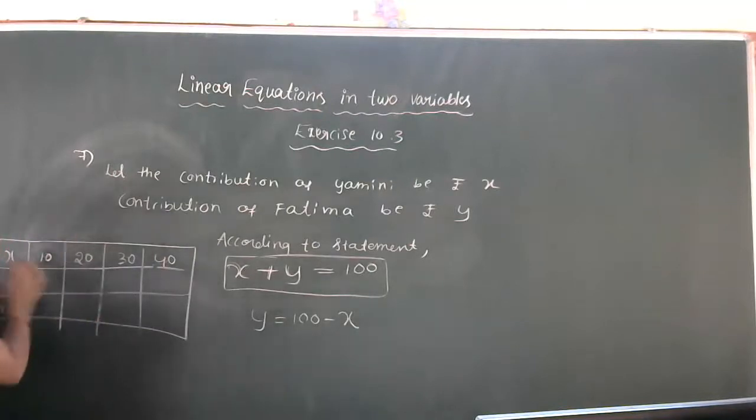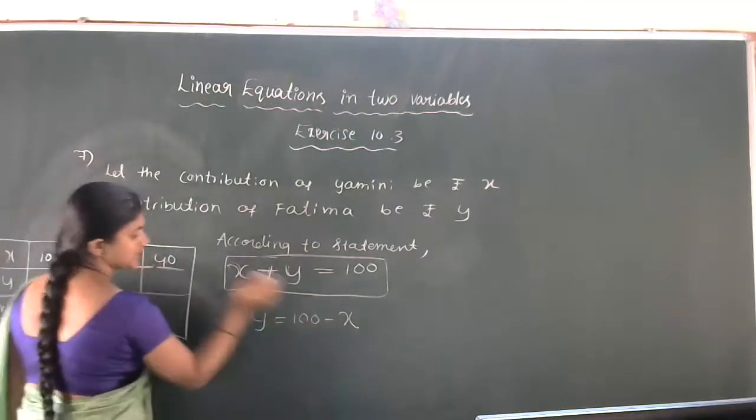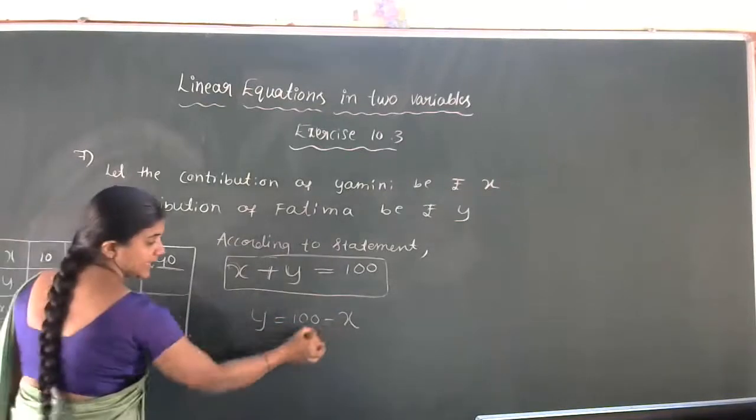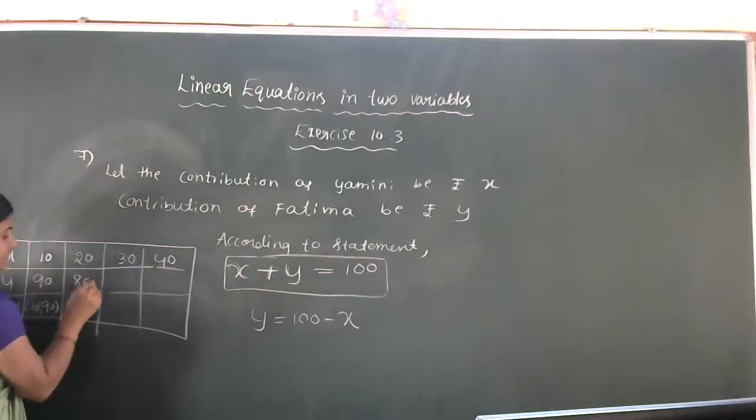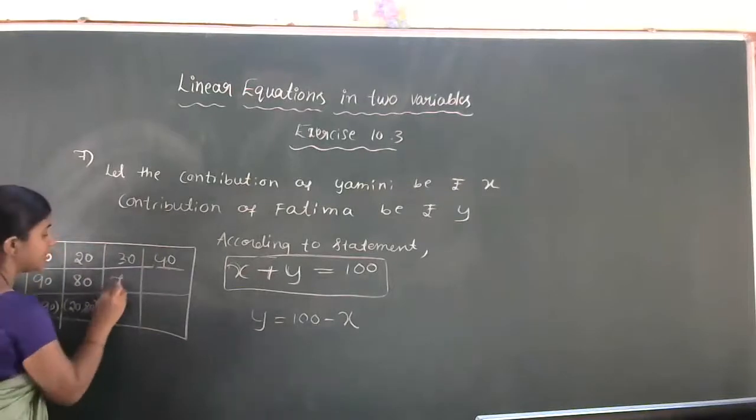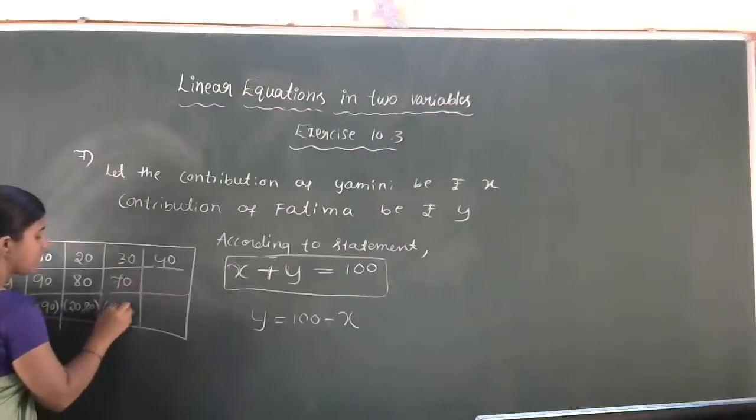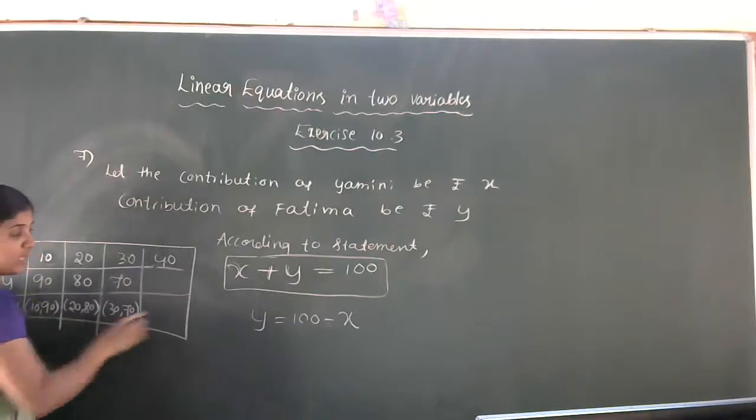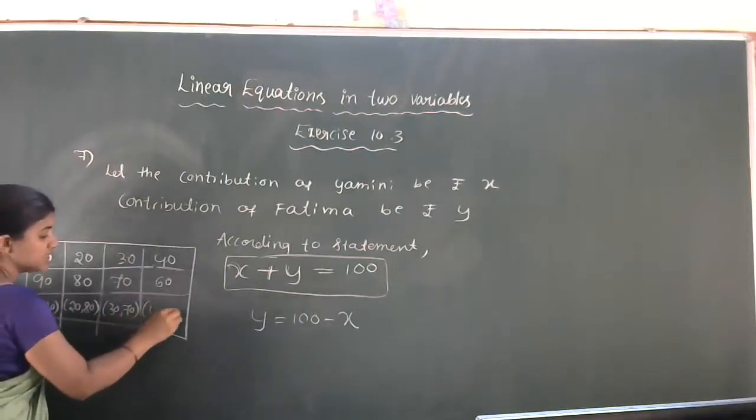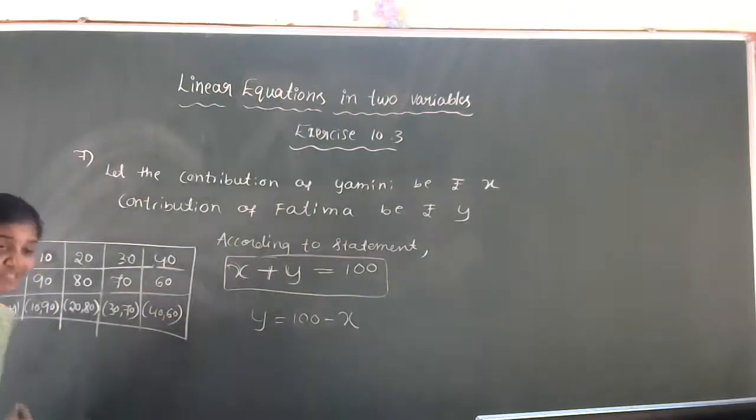So X is equal to 10: 100 minus 10 is 90. First solution is 10 comma 90. Now X is equal to 20, your answer is 80. 20 comma 80 is another solution. Now X is equal to 30, then 70. 30 comma 70 is another solution. Then X is equal to 40, then 60. 40 comma 60. Got the idea now?